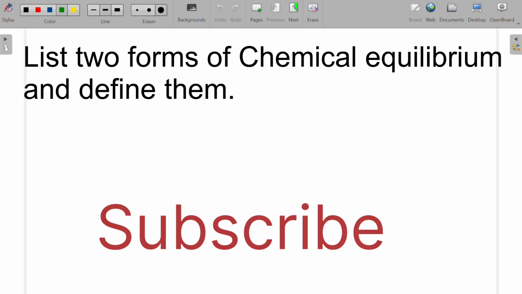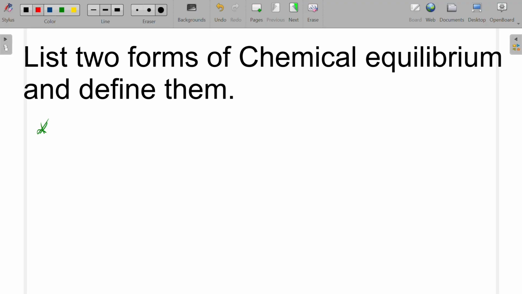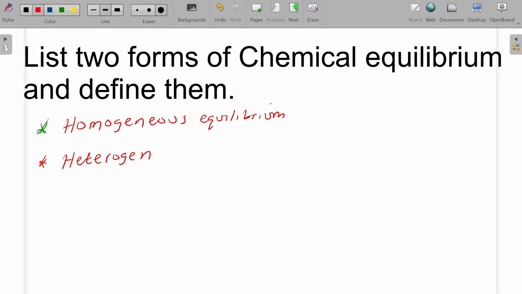So the two forms we have, the first one is what we call the homogeneous type of chemical equilibrium. And the second one is just heterogeneous. So these are the two forms of chemical equilibrium, heterogeneous and homogeneous. So homogeneous type of chemical equilibrium and the heterogeneous type of chemical equilibrium. Those are the two types of chemical equilibria we have.